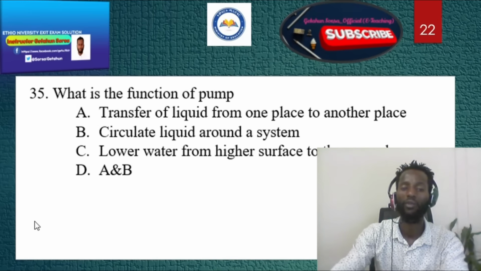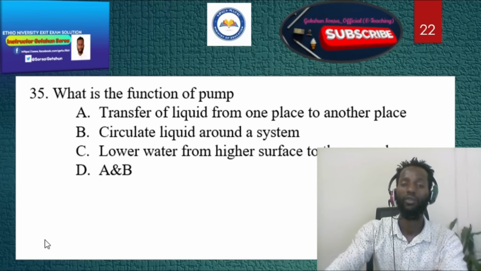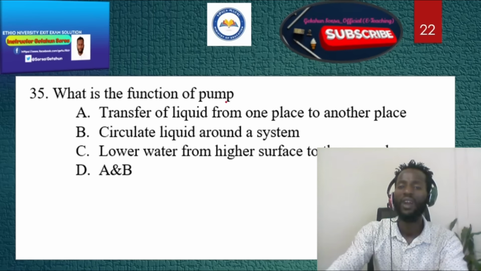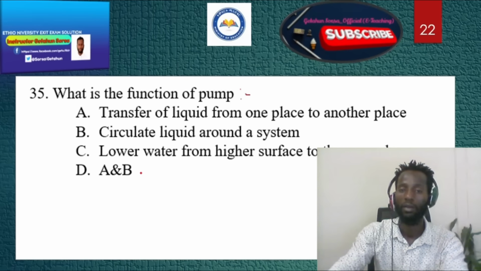When we come to the next question, this is the last question for this video. Here, what is the function of a pump? A. To transfer liquid from one place to another place. B. To circulate liquid around the system. C. To lower water from a higher surface to the ground. D. A and B are correct answers. So which one of these best describes the function of a pump?